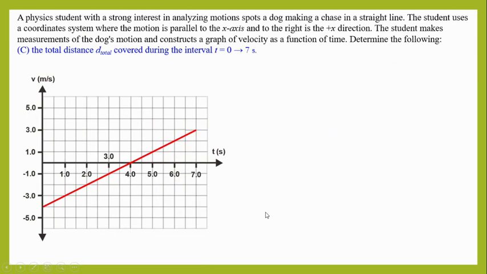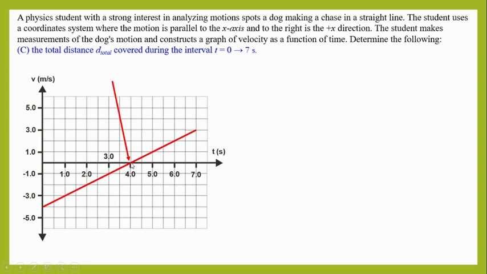All right, part C. Part C asks you to find the total distance covered from 0 to 7 seconds, for the entire time shown here in the graph. The graph starts at 0 seconds and stops at 7 seconds. The first thing I'd like to point out is that looking at this graph, you should recognize that it came to a stop, because the line crosses the horizontal axis. Anytime it does that on a velocity time graph, you know it came to a stop.